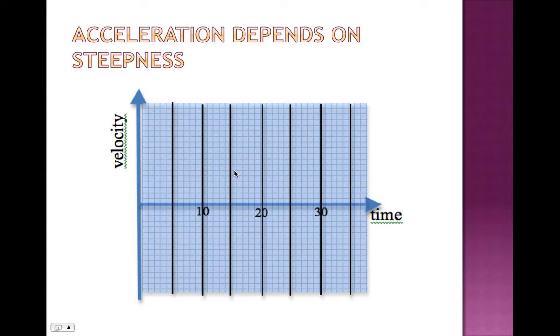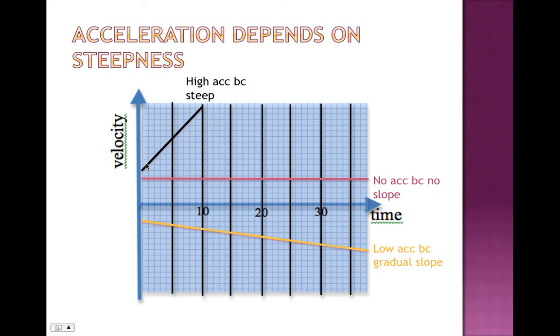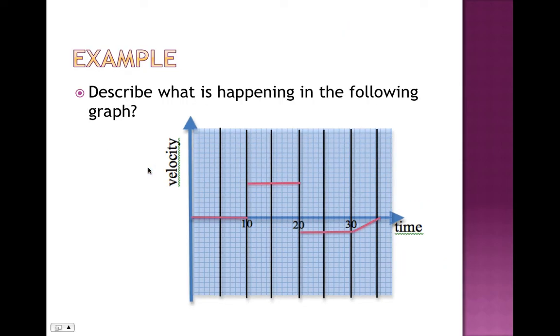How fast the velocity changes depends on how steep the line is. So here, there's no acceleration, no changing velocity, because the line is flat. But here, we've got some changing velocity, so that's what acceleration means, that the velocity is changing over time. And it's changing at a certain pace. But here, it's changing super quick. This is a high acceleration because the velocity is changing quickly.